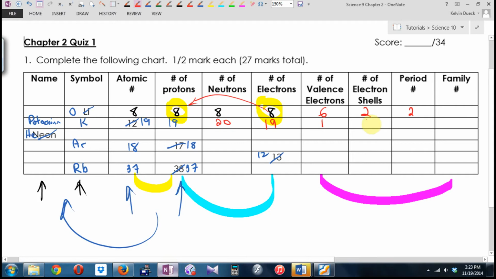So we can say how many electron shells? 4, period 4. Family, that's the vertical. What family is it in? And family 1 has a special name. It's an alkali metal, which means it's fun to play with if you're ever allowed to.